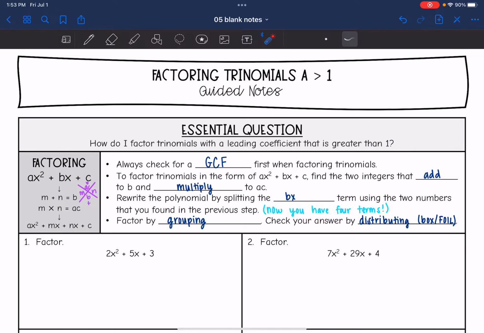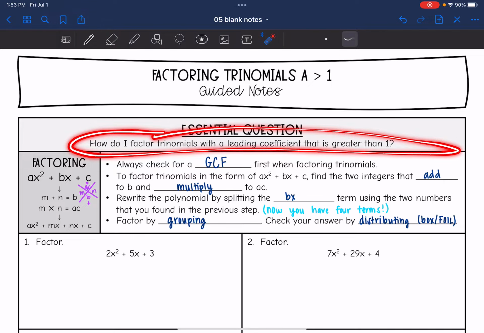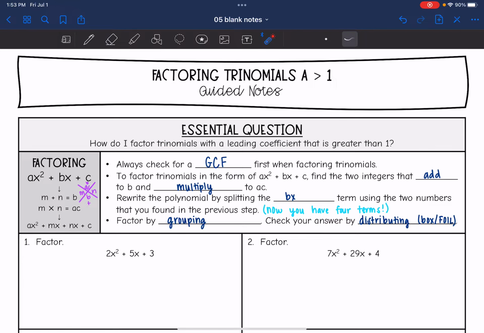Hey guys, we are going to continue to look at factoring. Today we're going to look at factoring trinomials when a is greater than 1. We're going to answer the question, how do I factor trinomials with a leading coefficient that is greater than 1?